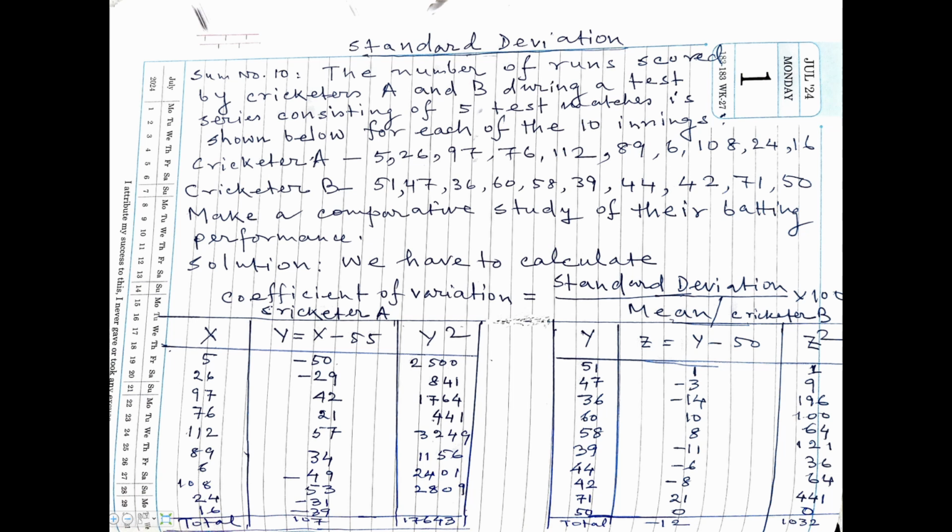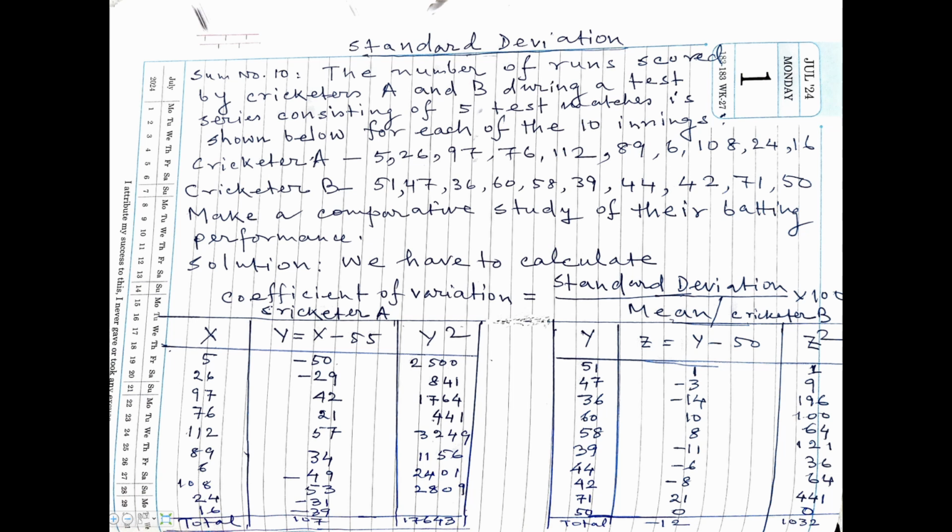Cricketer A: 5, 26, 97, 76, 112, 89, 6, 108, 24, 16. Cricketer B: 51, 47, 36, 60, 58, 39, 44, 42, 71, 50. Make a comparative study of their batting performance.